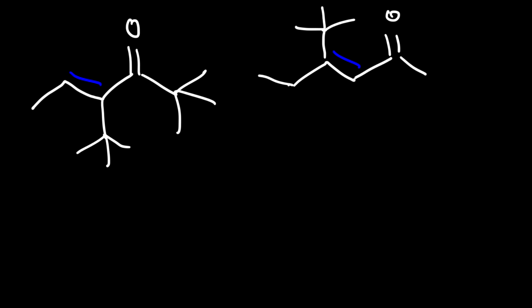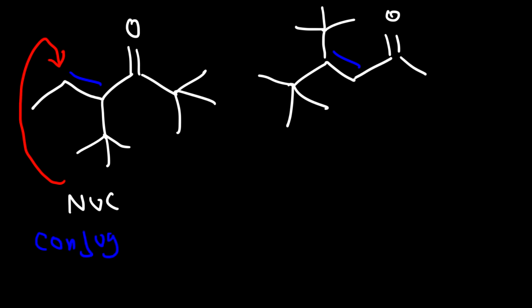So here we have two ketones. Looking at the ketone on the left, does it favor direct addition or conjugate addition? Now this nucleophile is going to have a hard time accessing this carbonyl group, so it's not going to go there. But notice that the beta carbon is more accessible. So this particular ketone is going to favor conjugate addition over direct addition, because the nucleophile can't get past these tert-butyl groups to do direct addition. So the carbonyl group is inaccessible. Therefore, the nucleophile is going to favor conjugate addition.